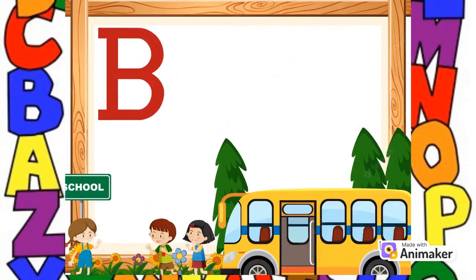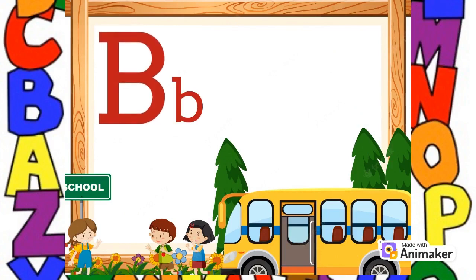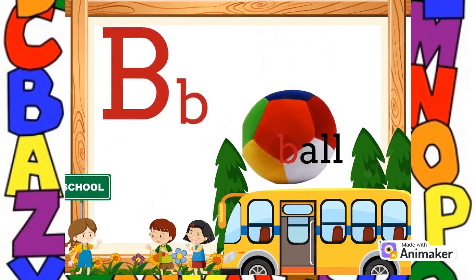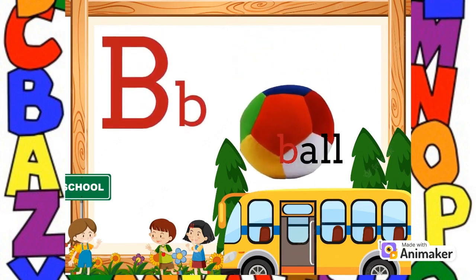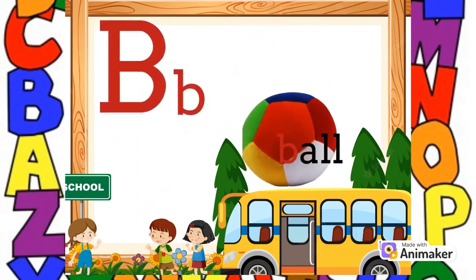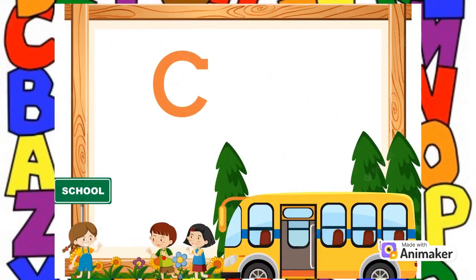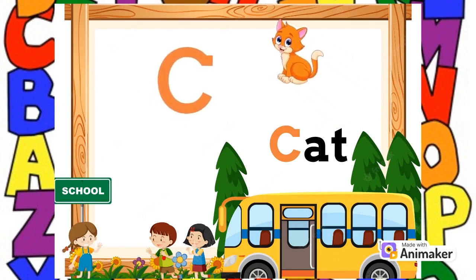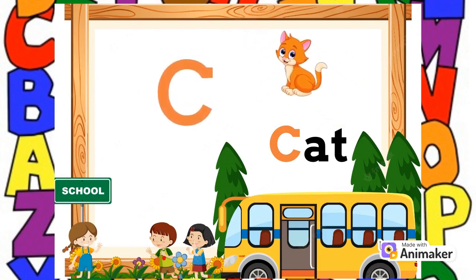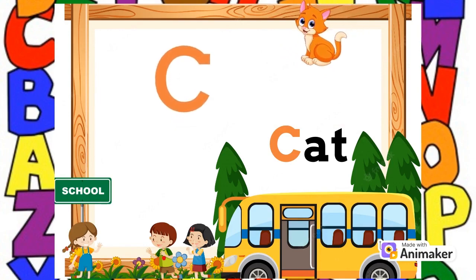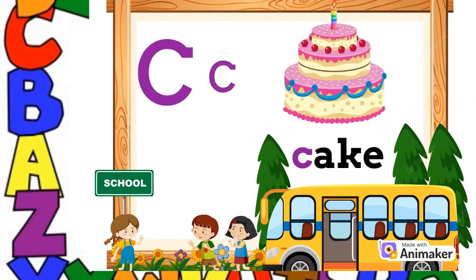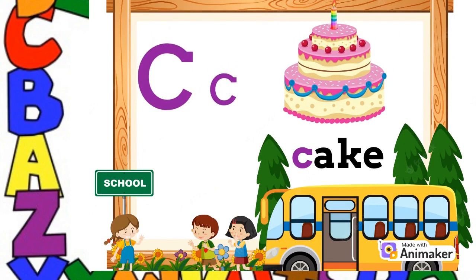B. Capital B. Small b. B for ball. B. A. L. L. Ball. C. Capital C. C for cat. C. A. T. Cat. C. Capital C. Small c. C for cake. C. A. K. E. Cake.